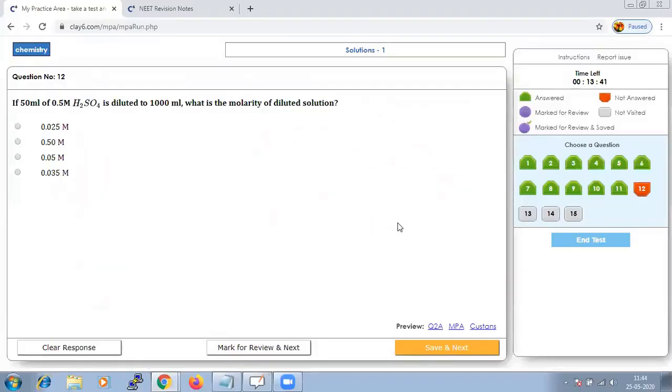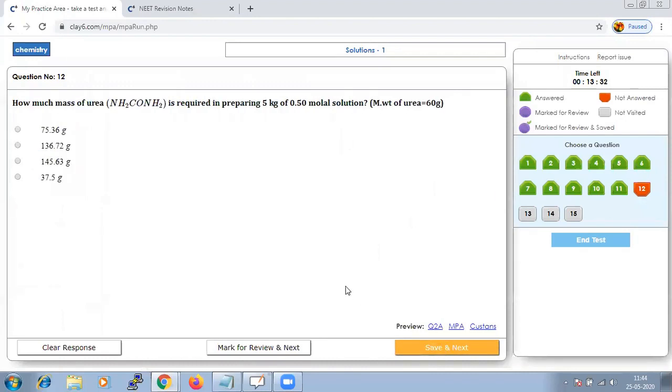So you will get this value to be 0.025 m. Hence our option A, 0.025, should be the right answer. Let us save that and go to next.